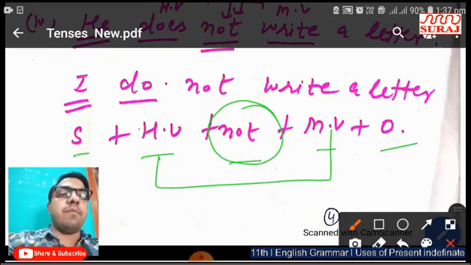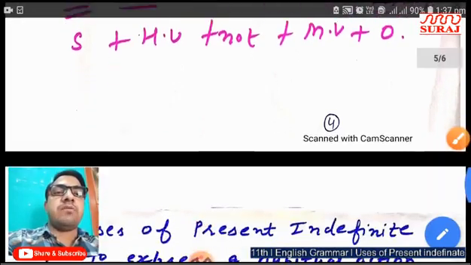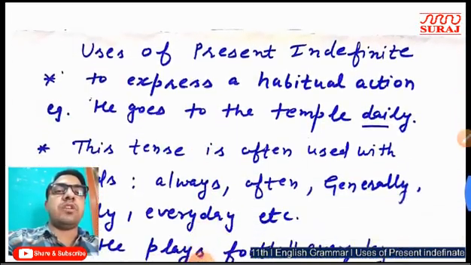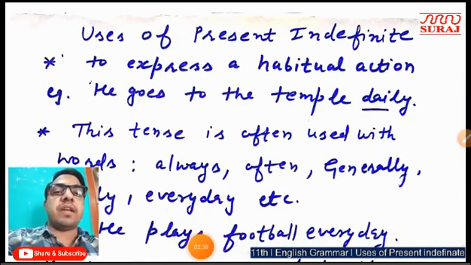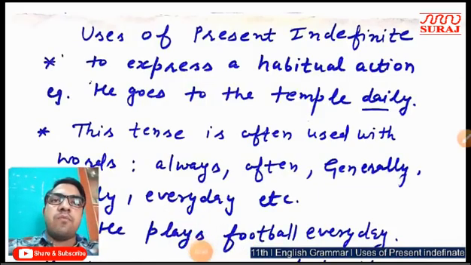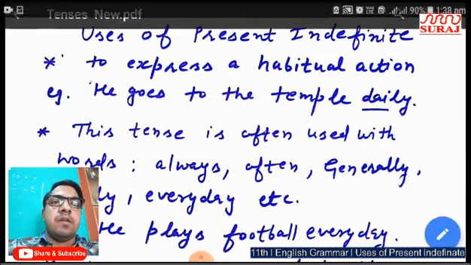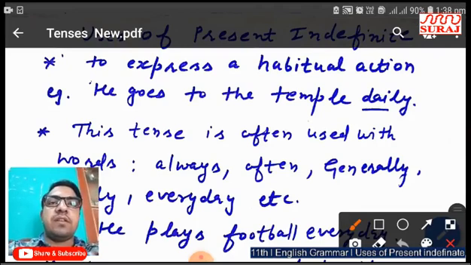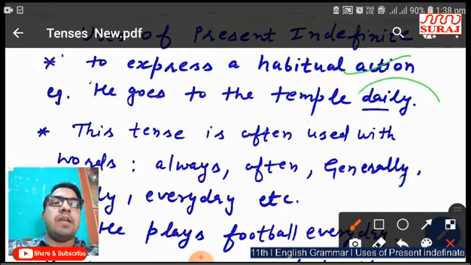Okay, now in today's video I am going to tell you about uses of present indefinite tense. This is the first use of present indefinite: to express a habitual action. We should use present indefinite tense to express a habitual action. Here is an example related to habitual action: He goes to the temple daily.